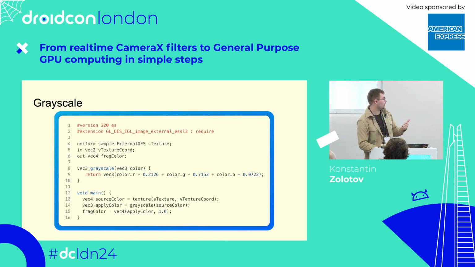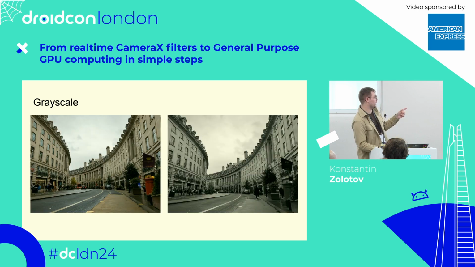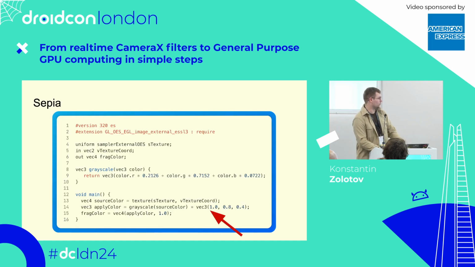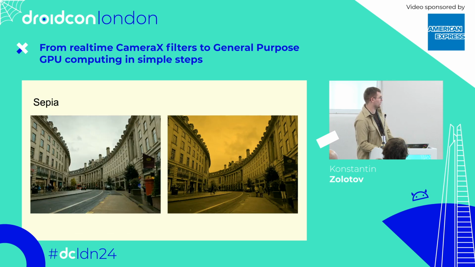This would be the basic shader for grayscale. The function main just reads from the texture, applies the grayscale transformation to the pixel, and writes the output, of course. So this is the original image and the image taken with the filter. It's easy to do sepia. It's exactly the same as grayscale, but you just apply an additional tint, and it starts to look like this.